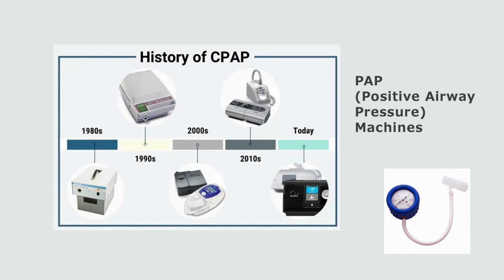So CPAPs have come a long way. This is what they used to look like when they first came out. Essentially, it's just a vacuum cleaner that's on reverse and made sure that it's pushing at a certain pressure. In the 80s, they had an on and off switch, and that was just about it. It was large and loud and didn't have any humidity.